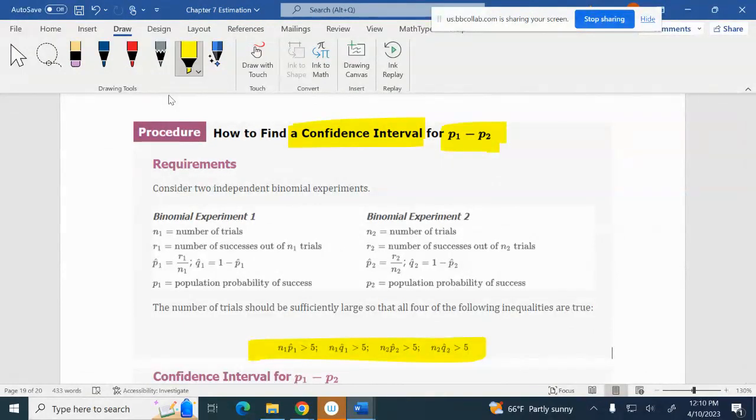Sometimes we must check the assumptions. It's n times p, n times q, another n times p, n times q. They must all be bigger than 5, right? But I didn't check yet. I didn't check at all because we need a confidence interval. The other way, if that is less than 5, we cannot make the confidence interval. We need another application, right?